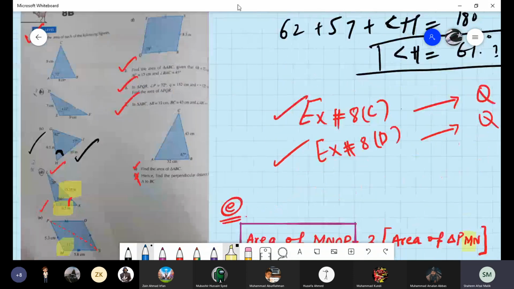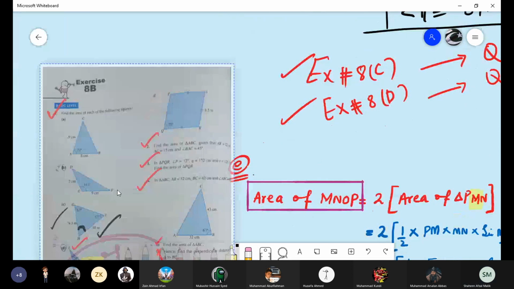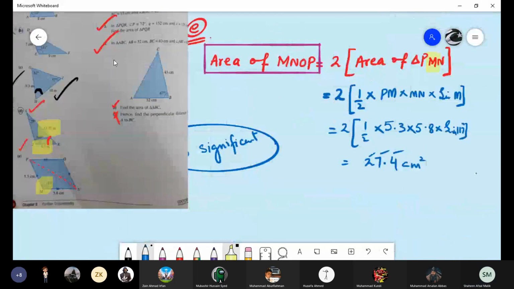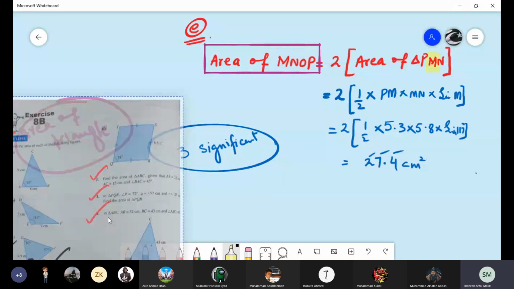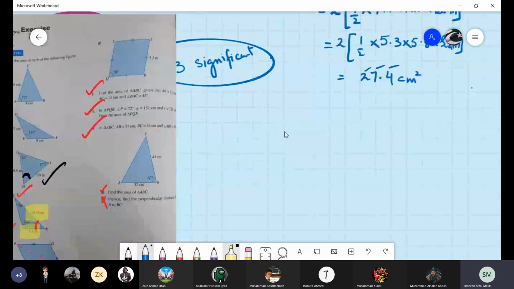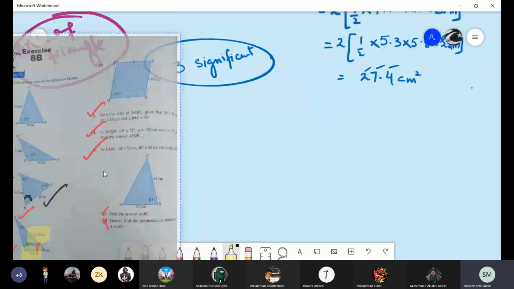This is the F part. I'll bring it down. Everyone has to do it because I can ask the answer from anyone. The same thing it is, okay?